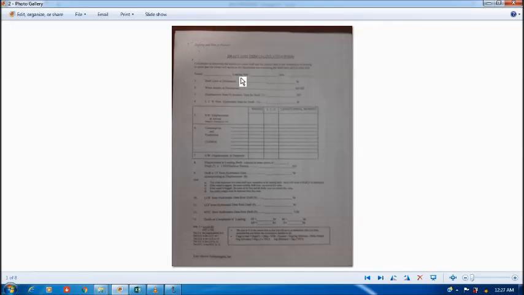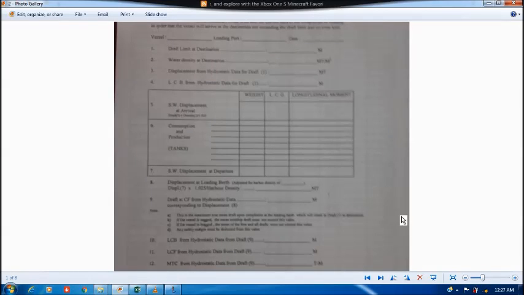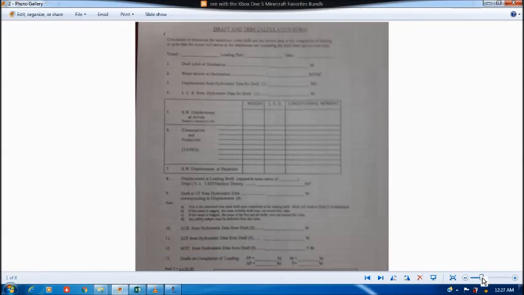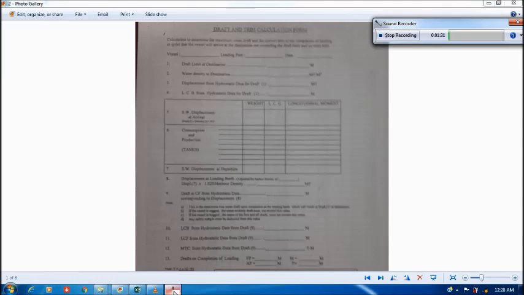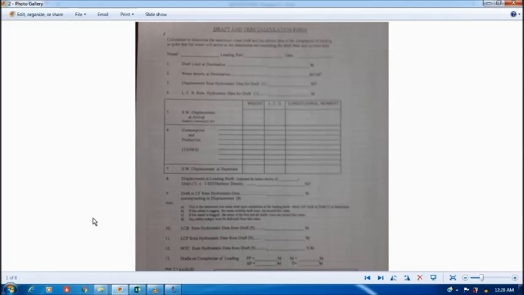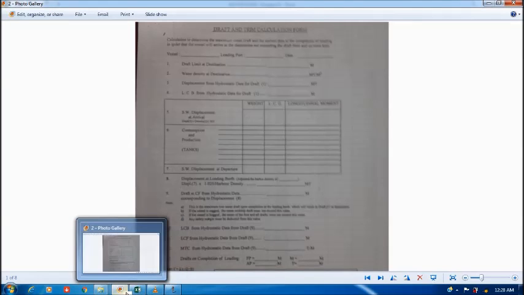This is the draft and trim calculation form that we're going to use. Here you can see the form, and we made it in an Excel program. We made this in Excel so that it will be easy for instruction purposes for the video, which eliminates the use of our calculator, pencil, and eraser. Now we go to our problem.